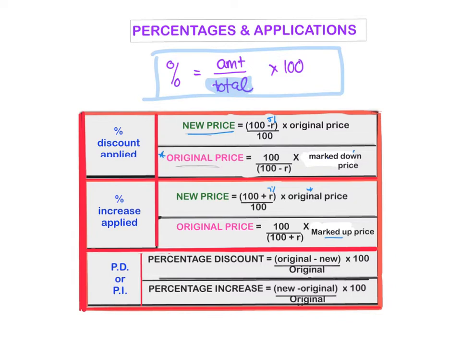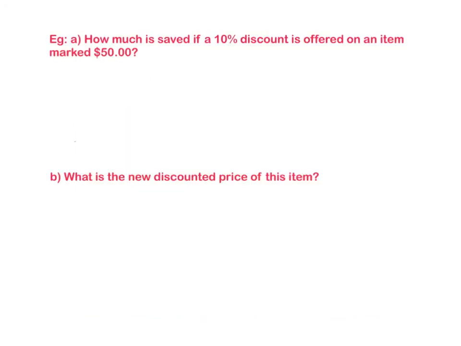Okay, so be careful, sometimes you might be just asked to say what the discount is. So you don't need the new price, you just need how much was taken off. And so you can use those two formulas. So let's go have a look at some here. How much is saved if a 10% discount is offered on an item marked $50? So here the question actually is you just want the discount. You don't want the new price, they just want what the discount is.